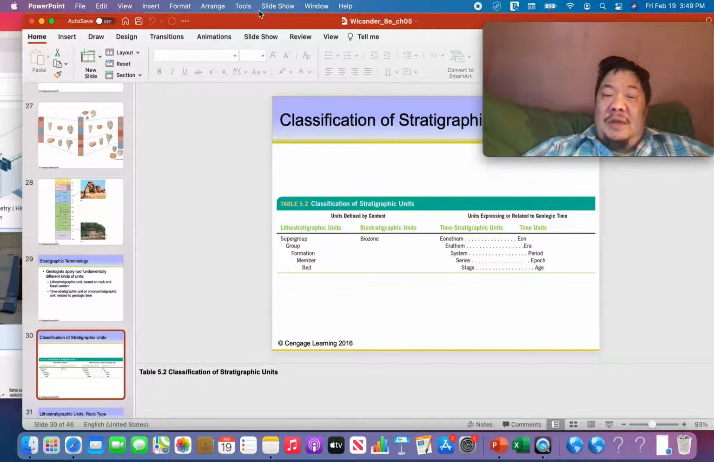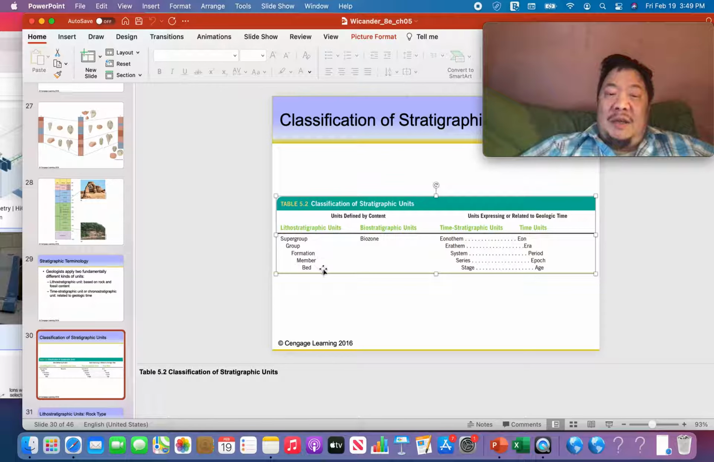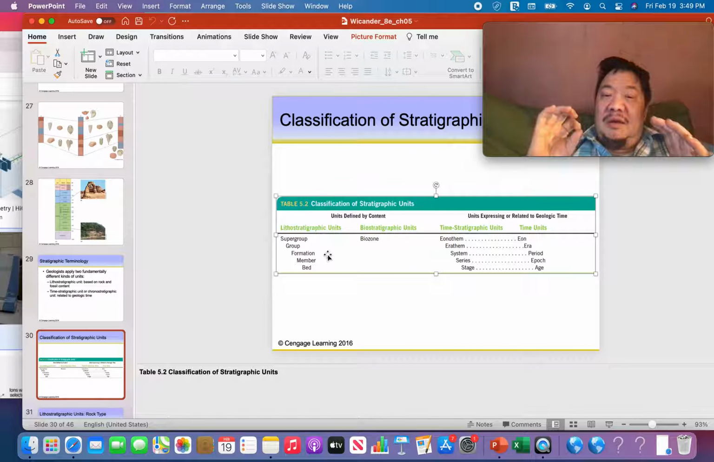The main units that you need to remember for stratigraphy are what is a formation and what is a bed. Well, a formation is a mappable geologic sedimentary unit. Let me show you how that works.